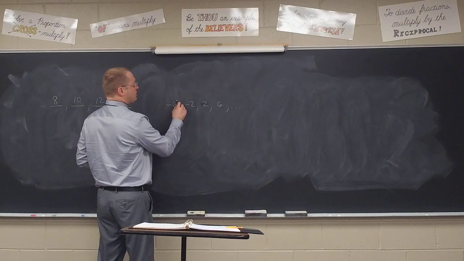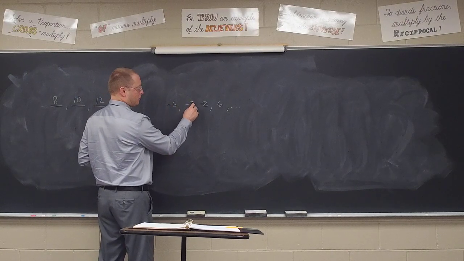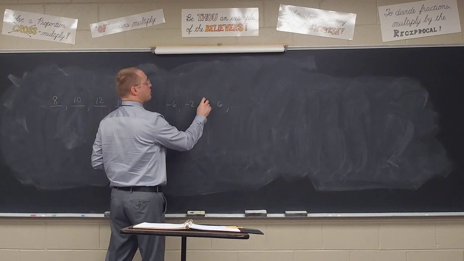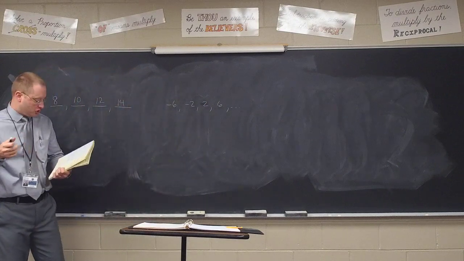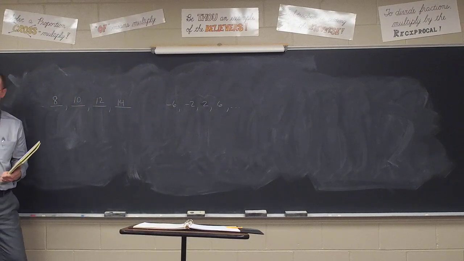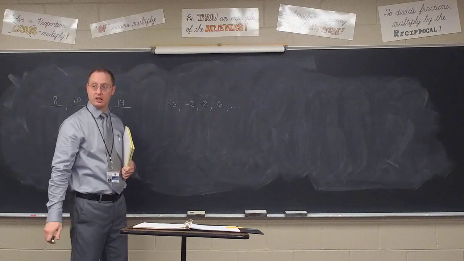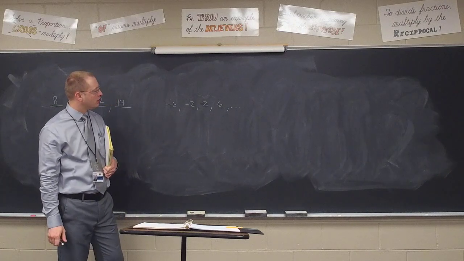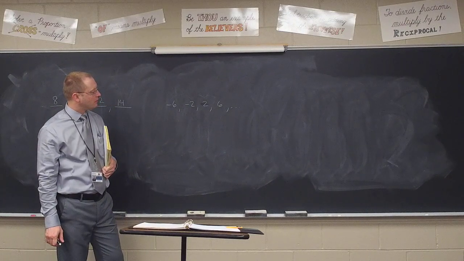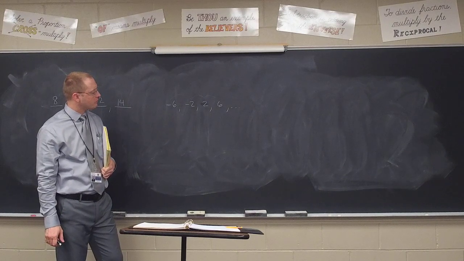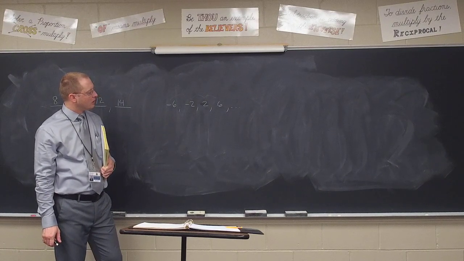Well, what are we doing to go from -6 to -2? And then from -2 to +2? And then from 2 to 6? What do we keep having to do here on number 3? Luciana? We multiply by 3.